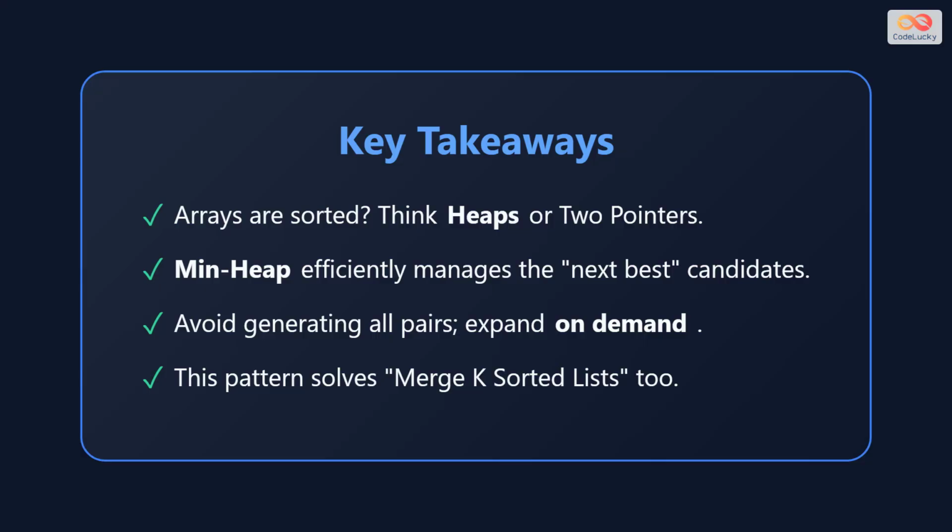To wrap up, remember that when you see sorted arrays and optimization problems, consider heaps. This pattern of expanding the search frontier is very powerful and also applies to merging k-sorted lists.